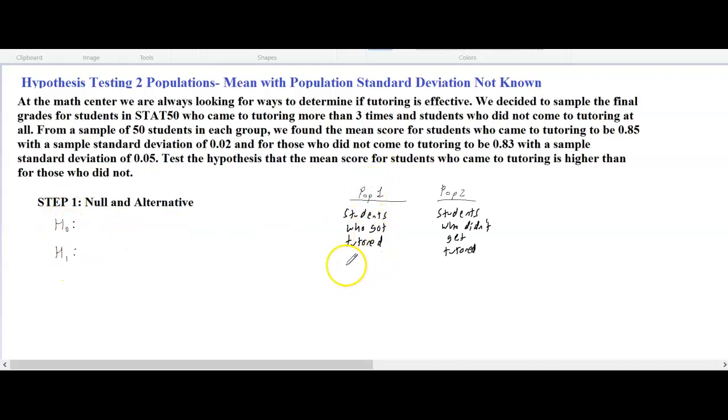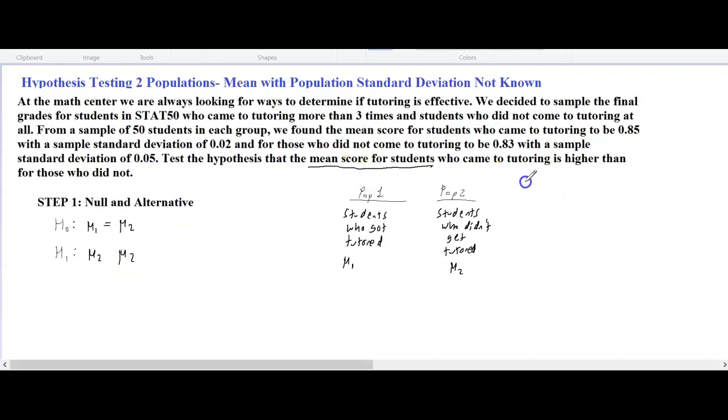So for example, population 1 is going to have some sort of population mean, mu1, since we are talking about means here, and population 2 will have a mu2 for its population mean. So when we go to the null and alternative, we're talking about testing the mean score for students, right? It told us to test the hypothesis that the mean score for students who came to tutoring. So that's why we know we're going to deal with means here. For the null, we're always going to have some sort of equality. We're going to start off with the assumption that the mean for the 2 groups is the same, meaning that the mean score for those who got tutoring in population 1 is equal to the mean score for those who did not get tutoring.